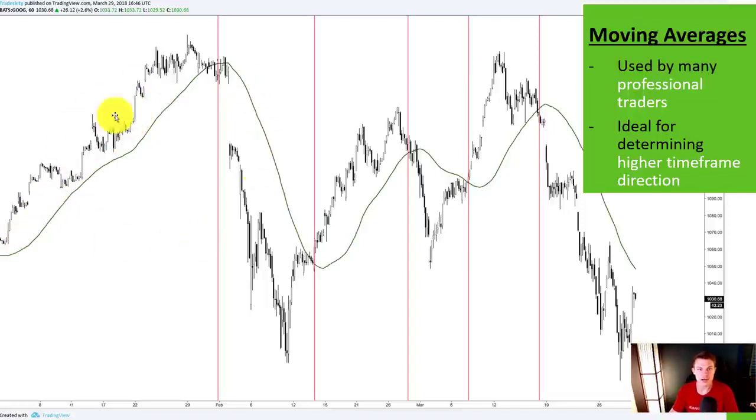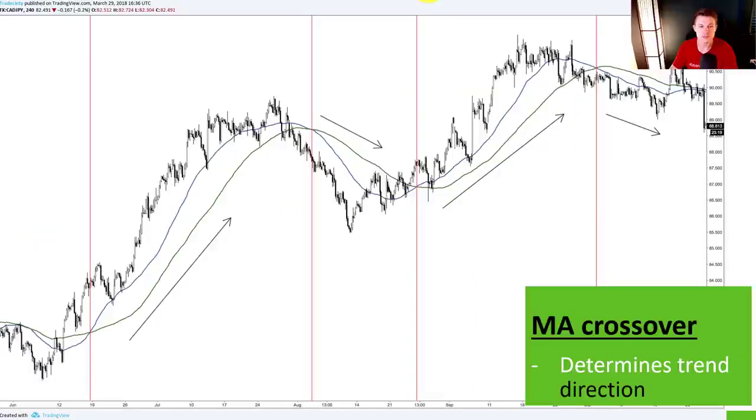So here you can see I plotted a moving average. It's probably the 50 period moving average. By those vertical lines I indicated the break below or above the moving average. When the price is below the moving average, such as here, you would only look for shorts. When the price is above the moving average, you will only look for longs. This is a great way of helping you establish an objective approach to finding the trend direction.